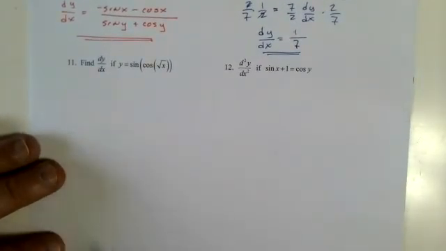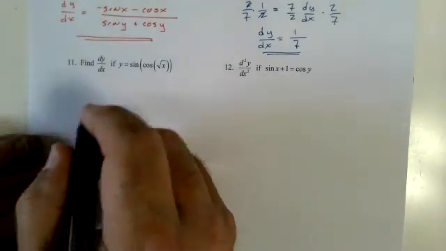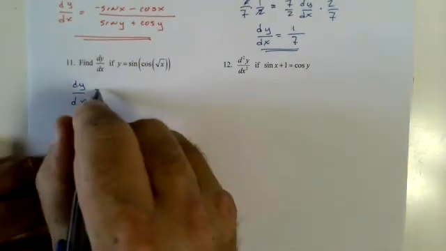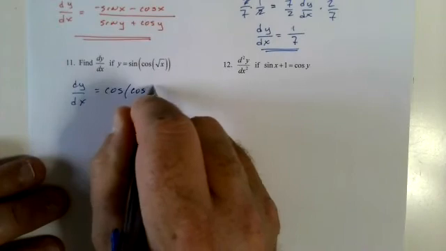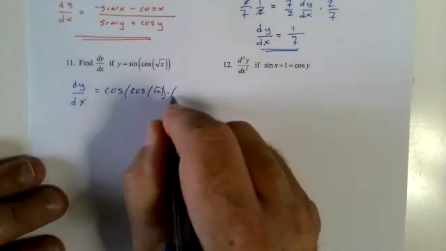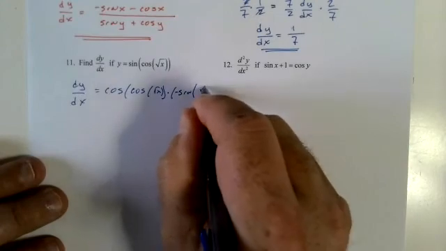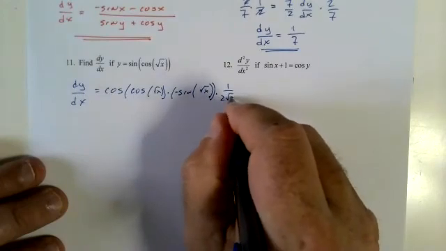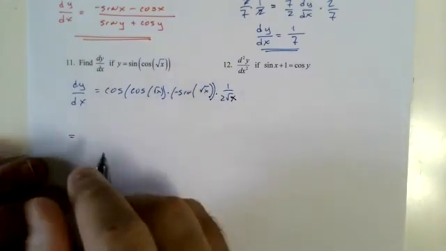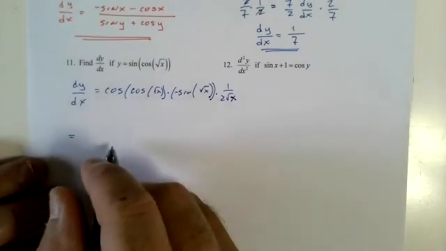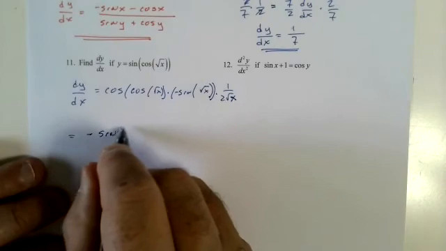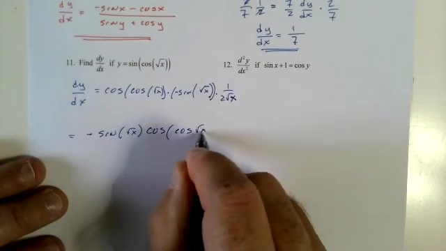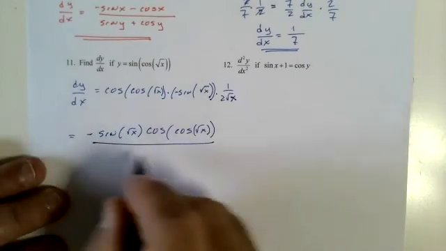Ooh, chain rule, implicit. Yeah, let's go. Oh, no, it's not implicit. So dy/dx equals cosine, leave it. Negative sine, leave it. Times 1 over 2 root x. Equals, I'm going to throw all this out front. Negative sine root x cosine of cosine root x over 2 root x.